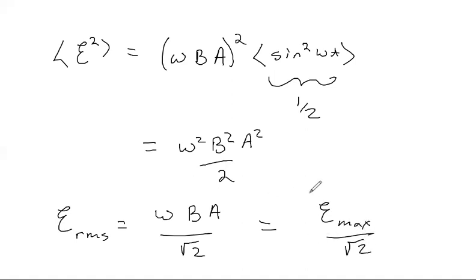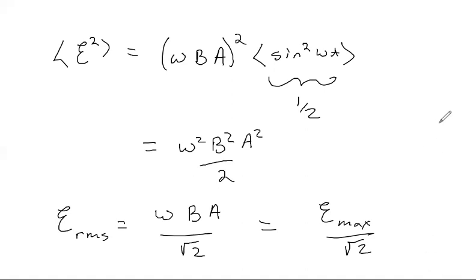When things oscillate sinusoidally, it's very common, if not always actually, that the RMS value is going to be 1 over the square root of 2 times the peak value. So that's just a useful formula. It'll come up a couple times in Sapling.